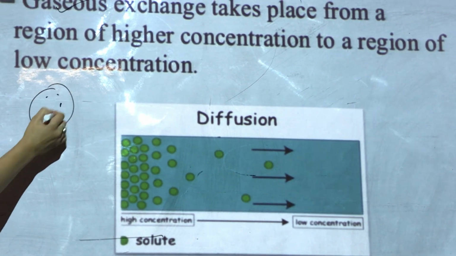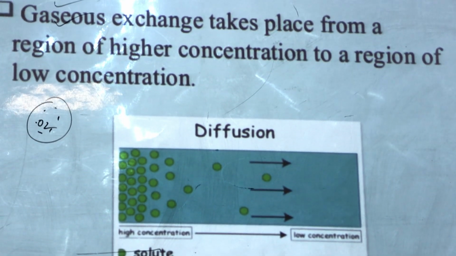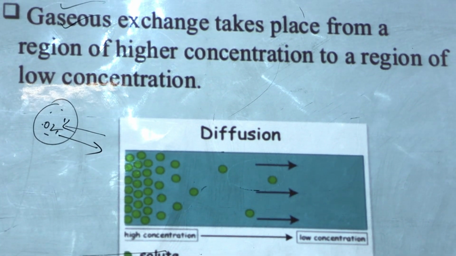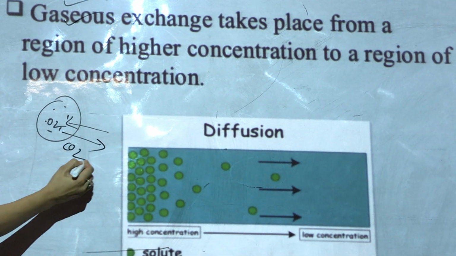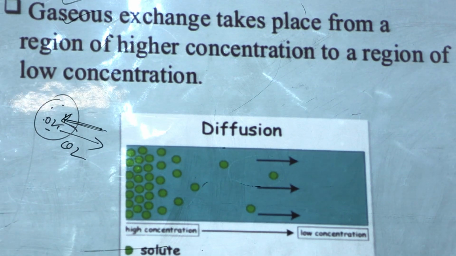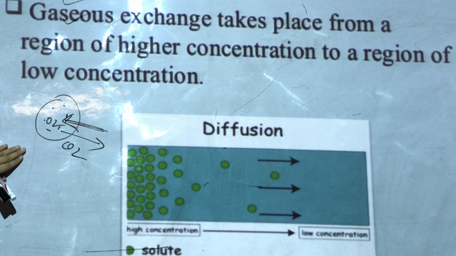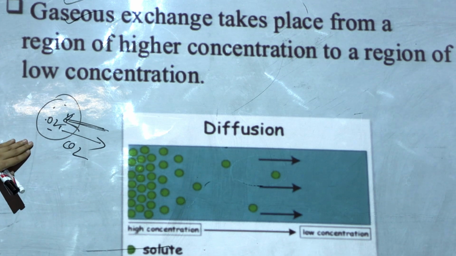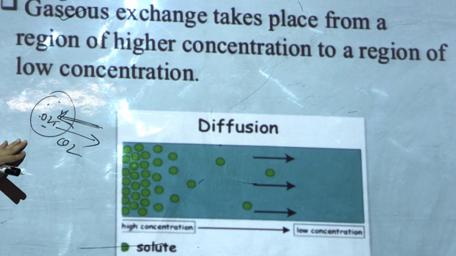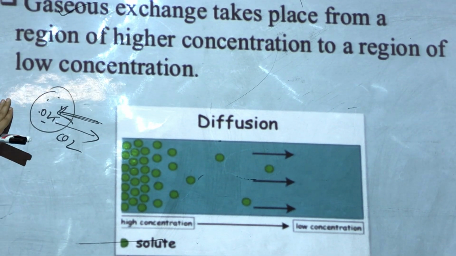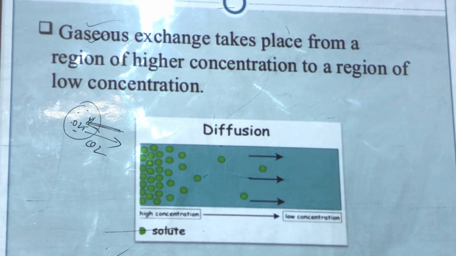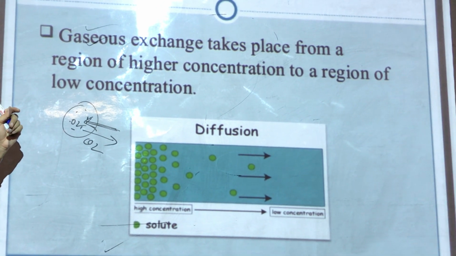this is a cell. Our cell needs oxygen, so oxygen can be taken in, and CO2 should be given out. This process, the exchange of oxygen and carbon dioxide, takes place with the help of diffusion only. This is basically the gaseous exchange that takes place from a region of higher concentration to lower concentration. Some substances like CO2 or oxygen can move across the cell membrane by the process of diffusion.